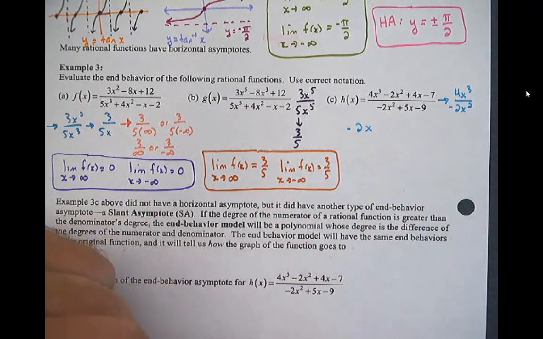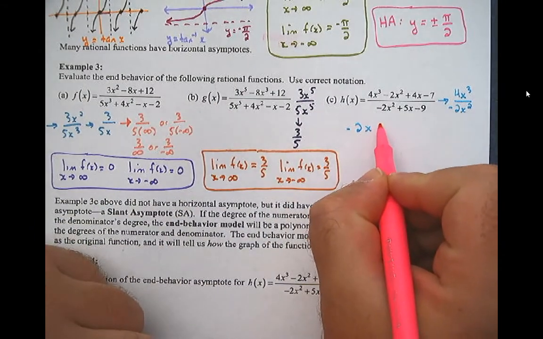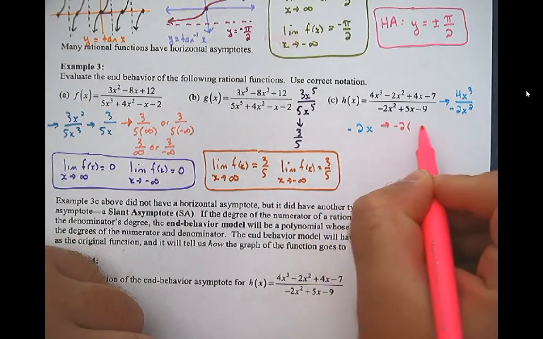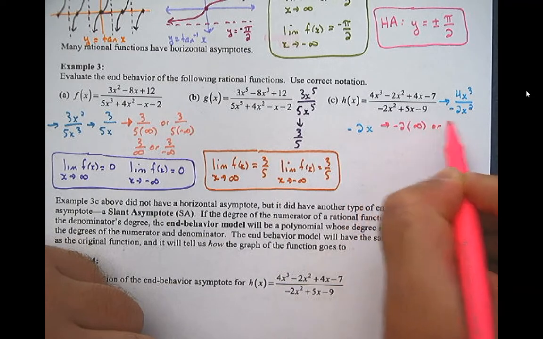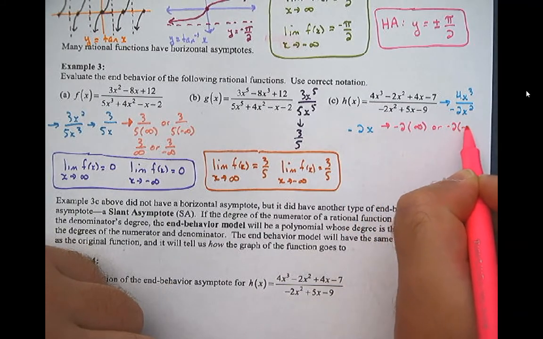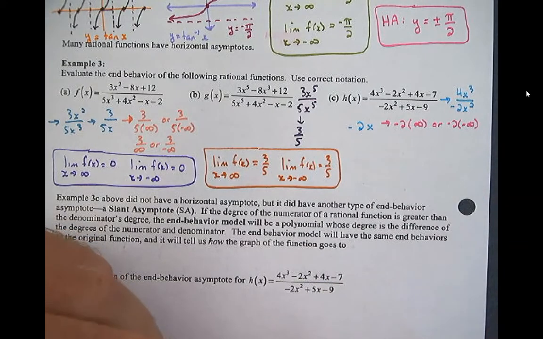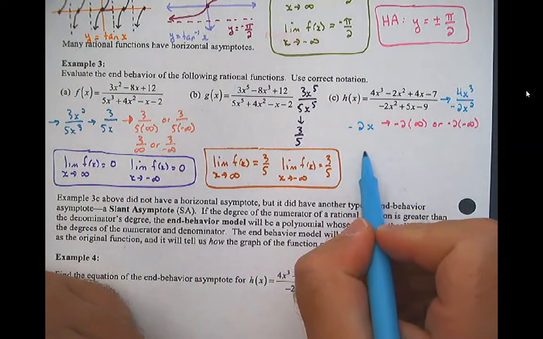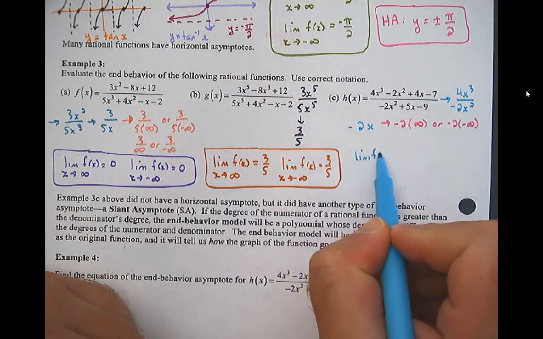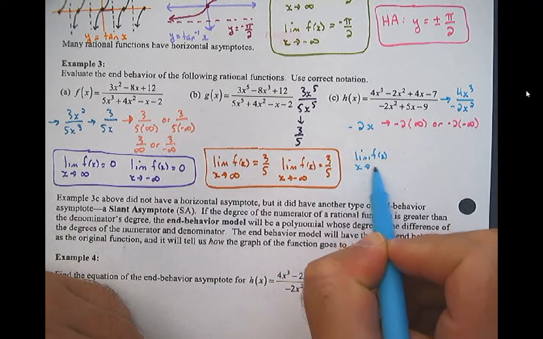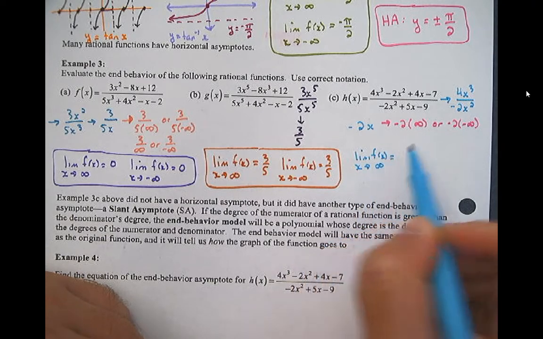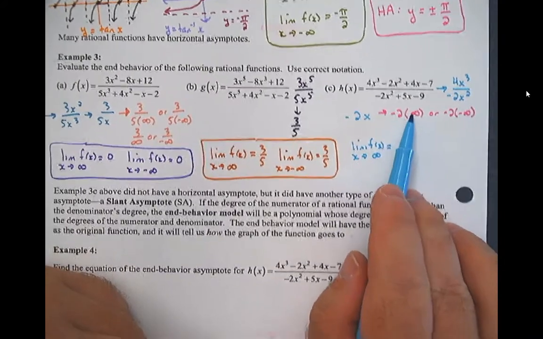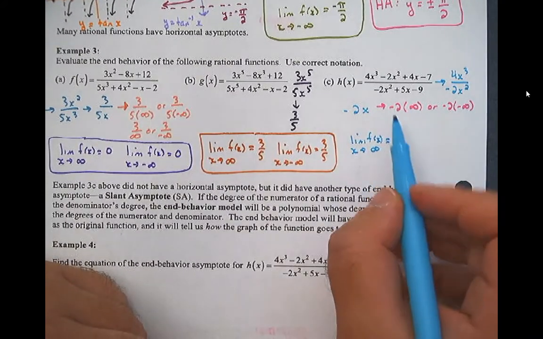All right, now let's do our infinities things. Let's plug in our infinities and see what we get out of this. So if I plug infinity into this, I would have negative 2 times infinity, or negative 2 times negative infinity. So then that end behavior would look like the limit of f of x as x approaches infinity equals, well, what's negative 2 times infinity? That would be negative infinity.